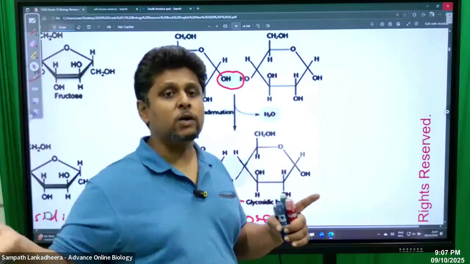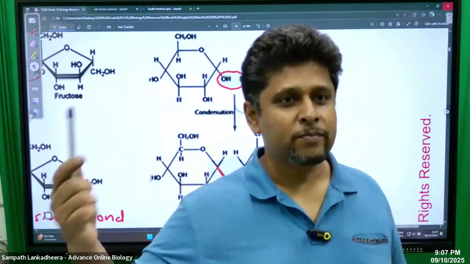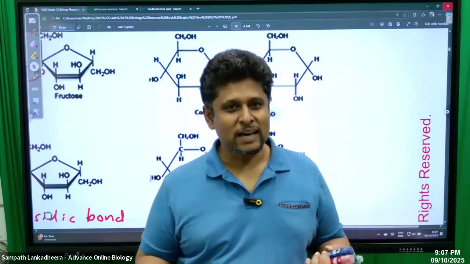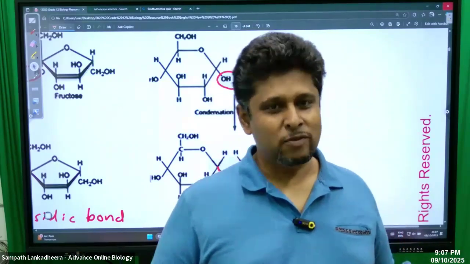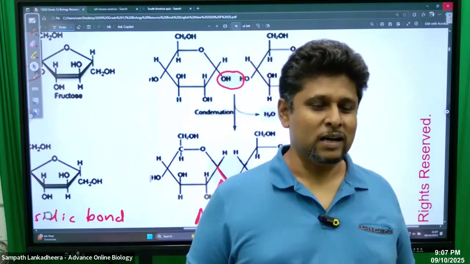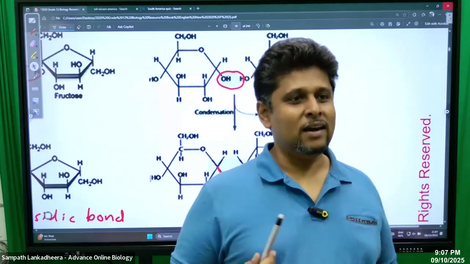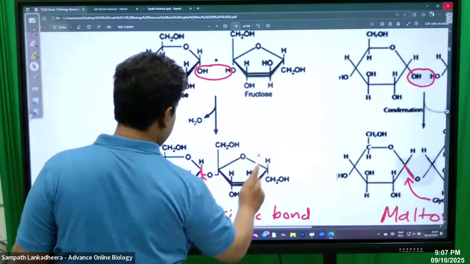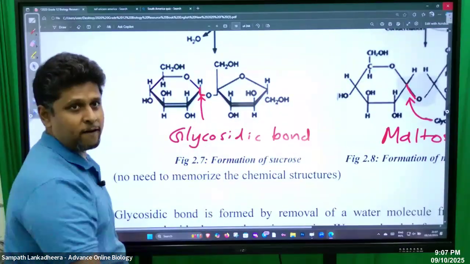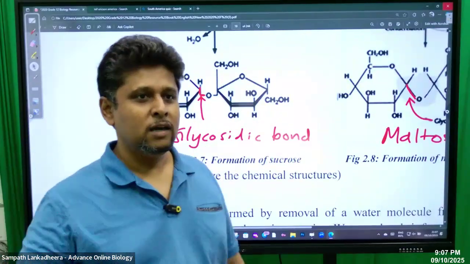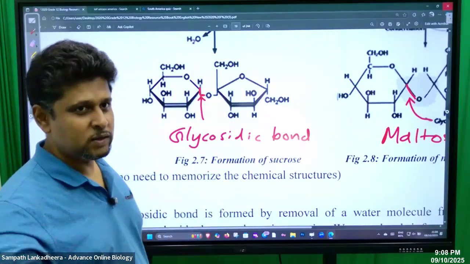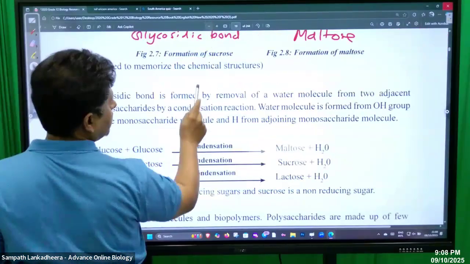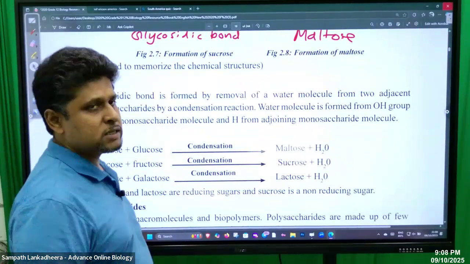When glucose and galactose react, what does it form? It forms lactose. That's correct. Then when glucose and fructose react, what is this called? That one we call sucrose. Very good. That is sucrose. Then we don't have to discuss more about this.